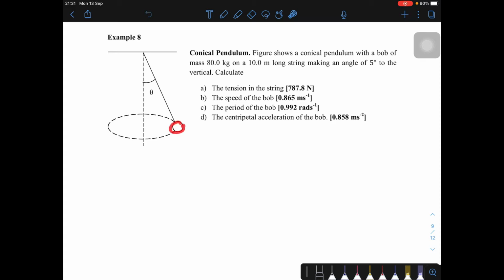Okay, so this bob is attached at the end of a string. This string has a length of 10 meter and this bob has a mass of 80 kg. It is attached and makes an angle of 5 degrees here. So first thing we need to do is calculate the tension in the string. So the tension here, this is the tension. This is the string, so we know that at the string we have a tension.